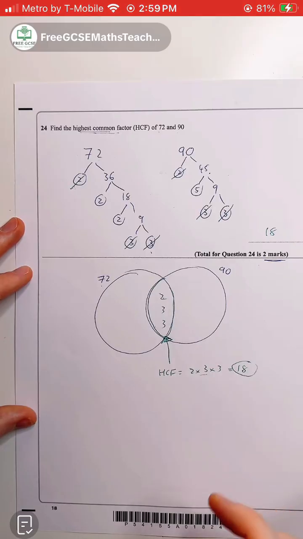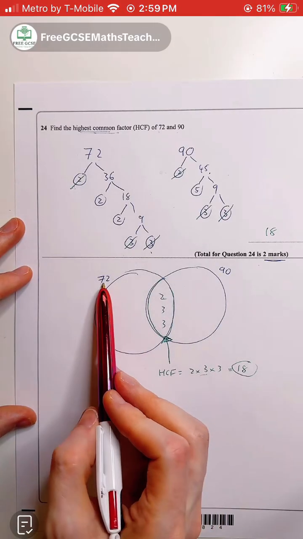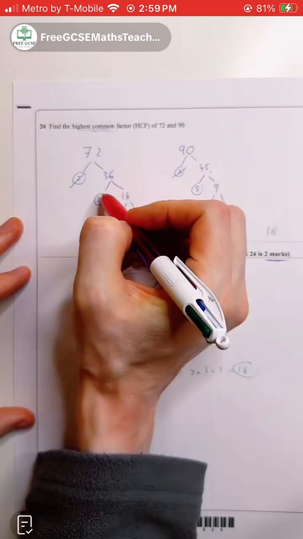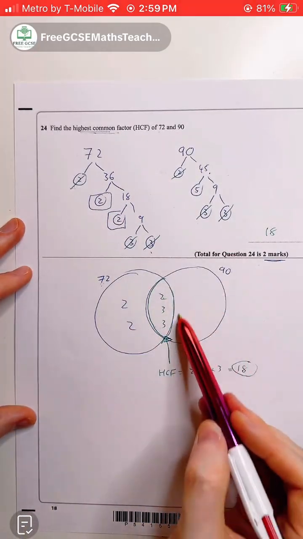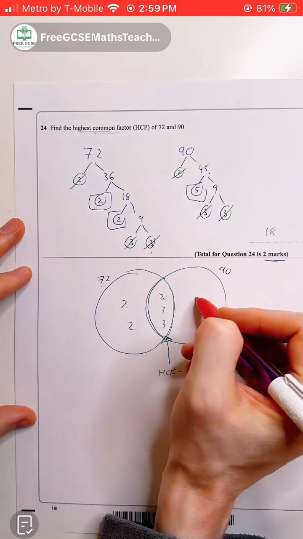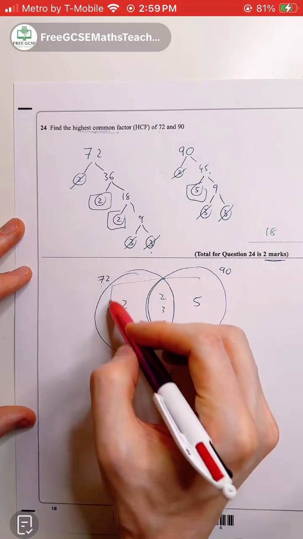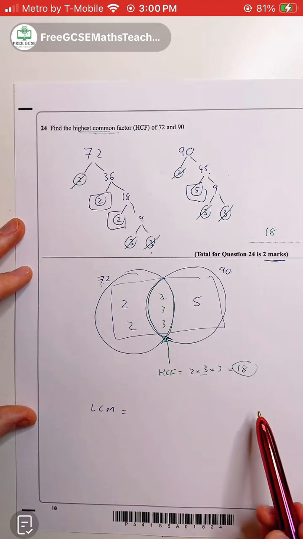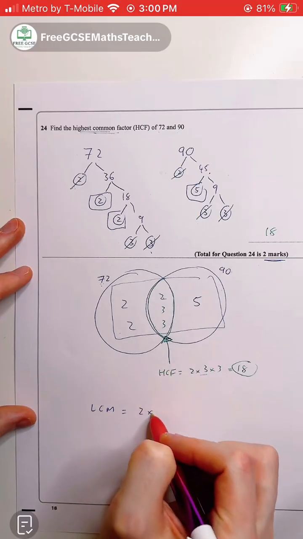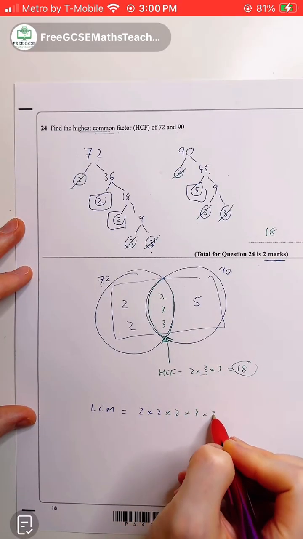I may as well just complete this for completeness. You don't need to in the exam though. But if it was for LCM, any prime numbers still missing from 72? In this case, we've got 2 and 2 that go in those parts. Any prime factors still missing from 90? In this case, we've got 5 placed in the remaining part of the circle of 90. If you wanted LCM, a lot of people just times all the numbers inside the Venn diagram, which is absolutely fine. Every number inside the circles will give you the LCM. So you could just do 2 times 2 times 2 times 3 times 3 and then times 5.